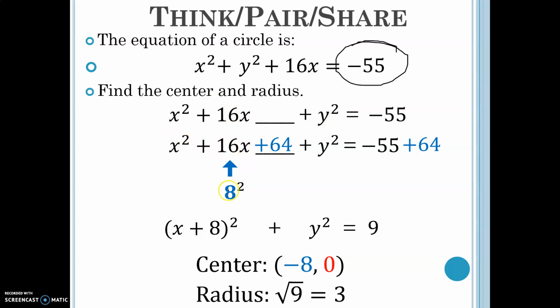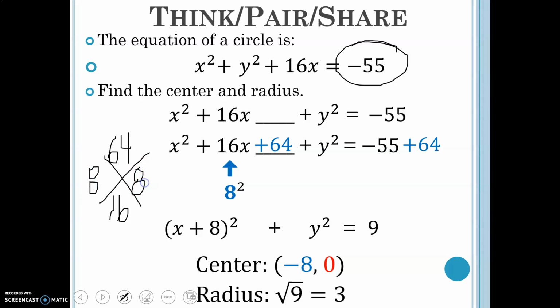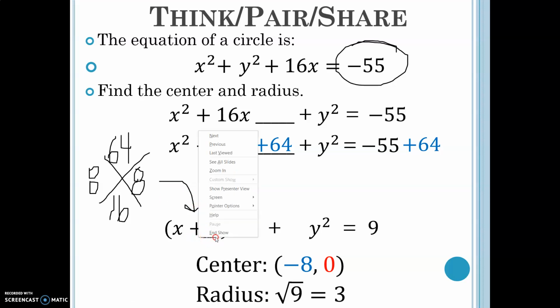Half of 16 is 8. 8 squared is 64. That factors to 64 on top, 16 on bottom. You get 8 and 8. Remember, these are called perfect square trinomials. Again, a shortcut, you'll notice half of b is what ends up here in your parentheses. All right, there's nothing to do for y, so we're going to leave y squared.